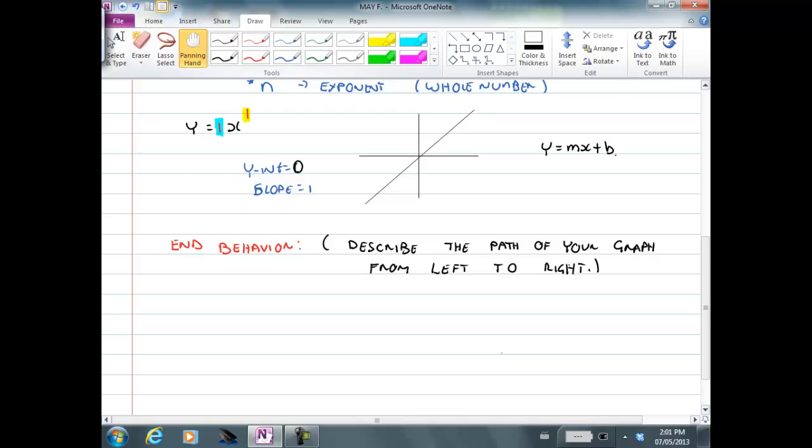Divya, you're up. What quadrant are you starting from if you go from left to right? What quadrant are you ending with? So we're going to say this, quad 3 to quad 1. That's called end behavior.